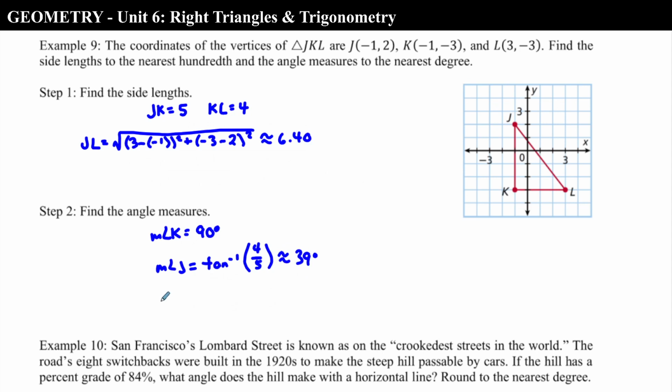And if we know that angle, we can find the measure of angle L by approximating 90 minus our approximated angle from angle J. So 90 minus 39, and that gives us approximately 51 degrees.